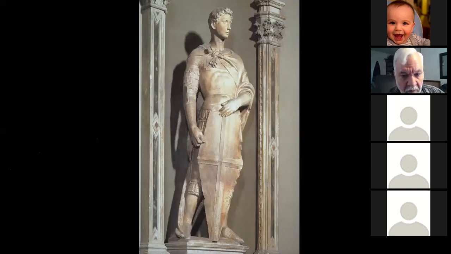And I'll get back to St. George in a minute, but I just want to take this time here to talk a little bit about the status of the artist. There were two levels. There were the liberal arts, like music and geometry and astronomy and so forth. And then there were the manual arts, the hand arts. And the manual arts included, besides sculpture and painting, also, you know, basket weaving and baking, bakeries.